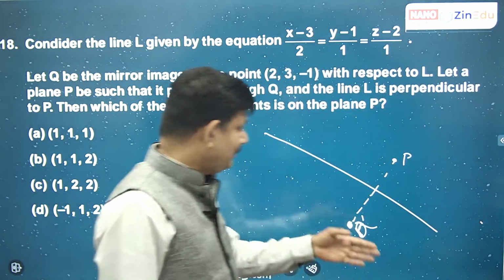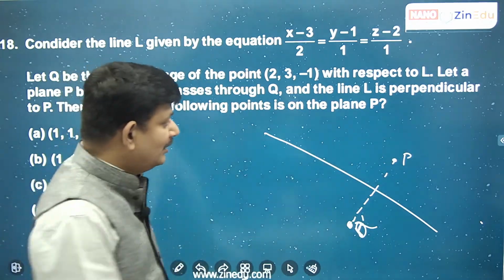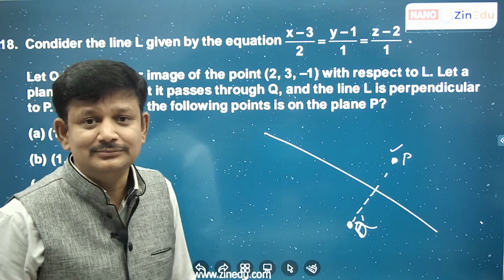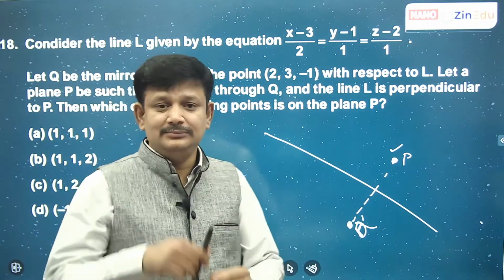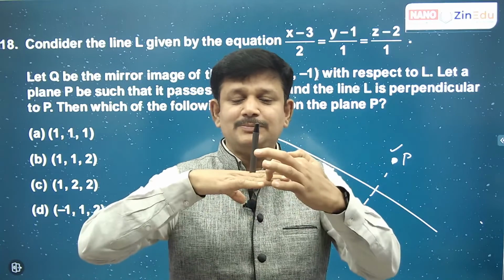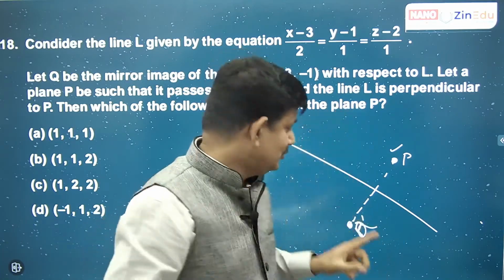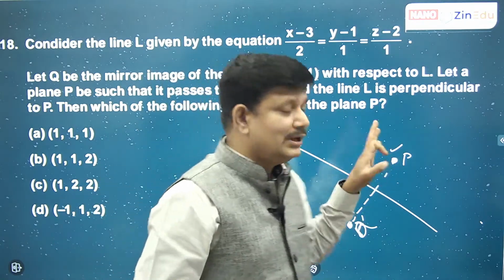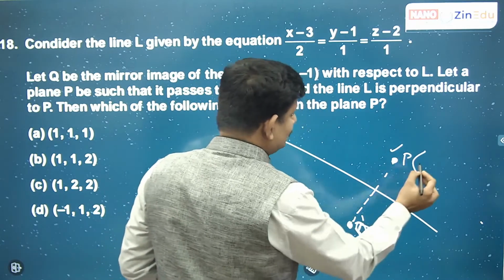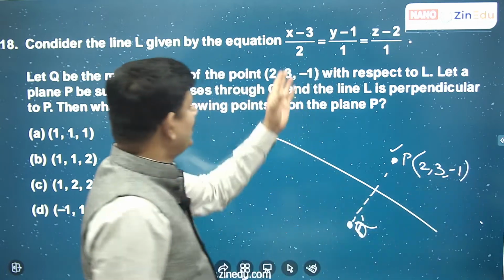So if you are drawing a plane passing through Q and perpendicular to L, will it not also pass through P? Yes or no? This is the normal. If the image of any point in this plane with respect to this line is taken, it will also lie on the plane. So if the plane is passing through Q, it will also pass through P. So you need not waste your time on finding Q. Directly write the plane equation passing through 2, 3, minus 1 and perpendicular to this line.